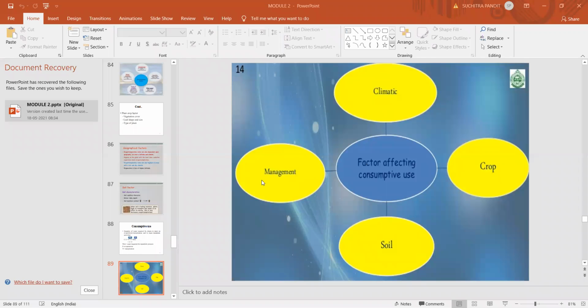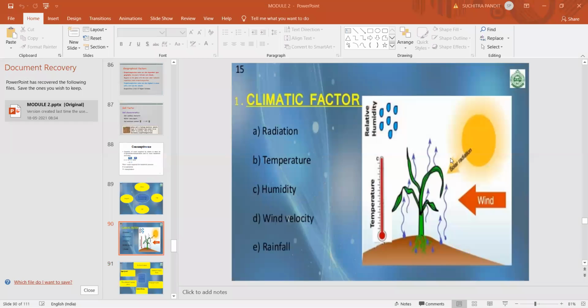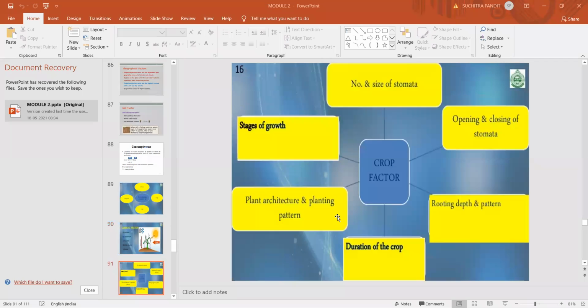Management means the methods of irrigation that have been practiced in that particular area to supply water to the crops. And the climatic factors are the solar radiation, the temperature, mean, minimum and maximum temperature during a day in that particular area, and the humidity, the percentage of humidity in the atmosphere. It also depends on the wind velocity and any precipitation.